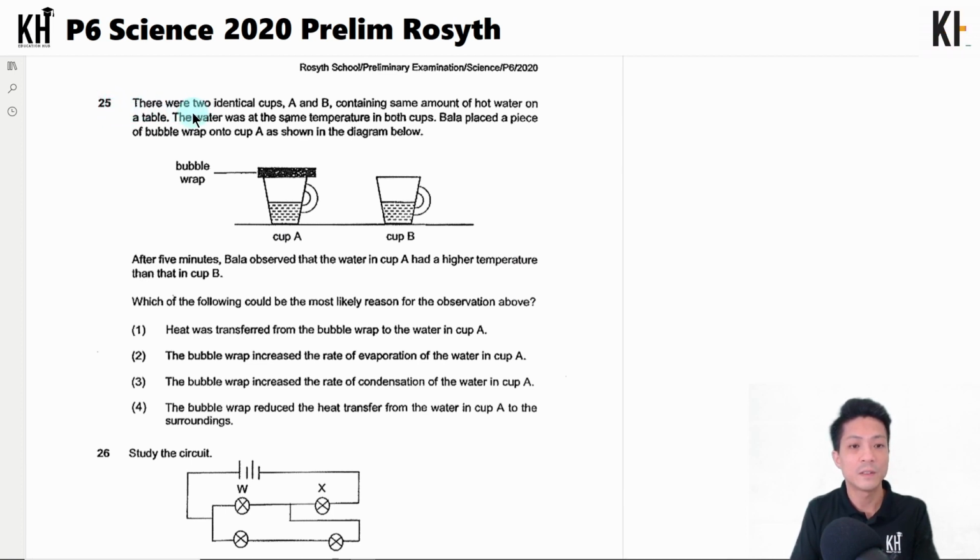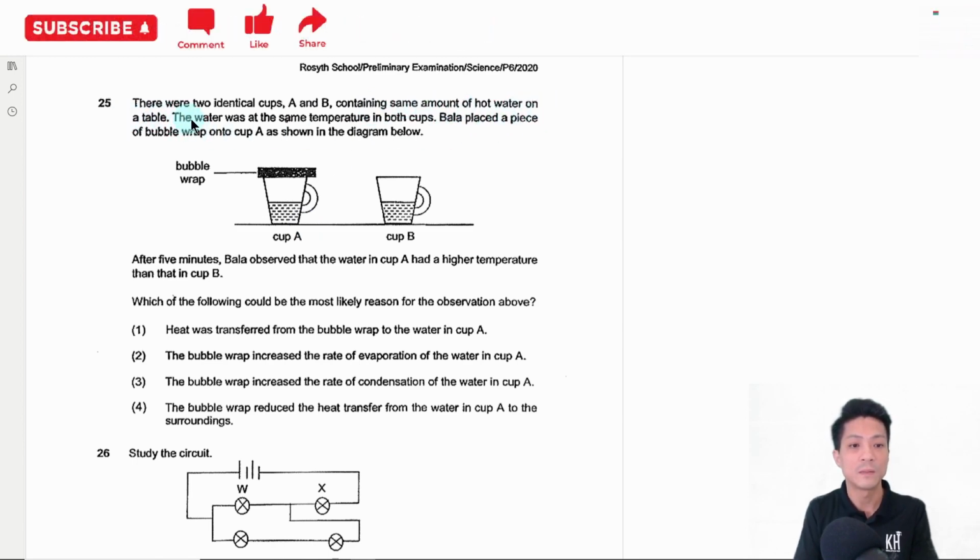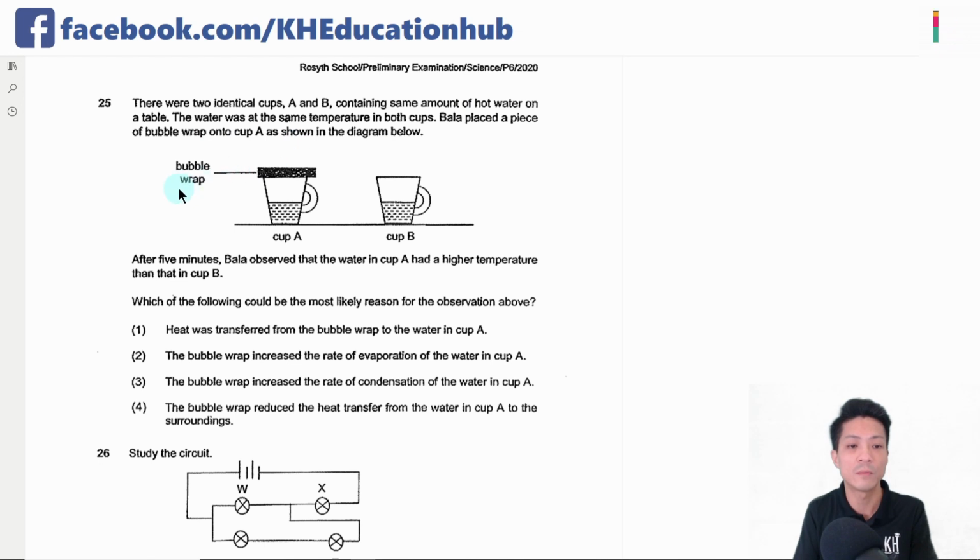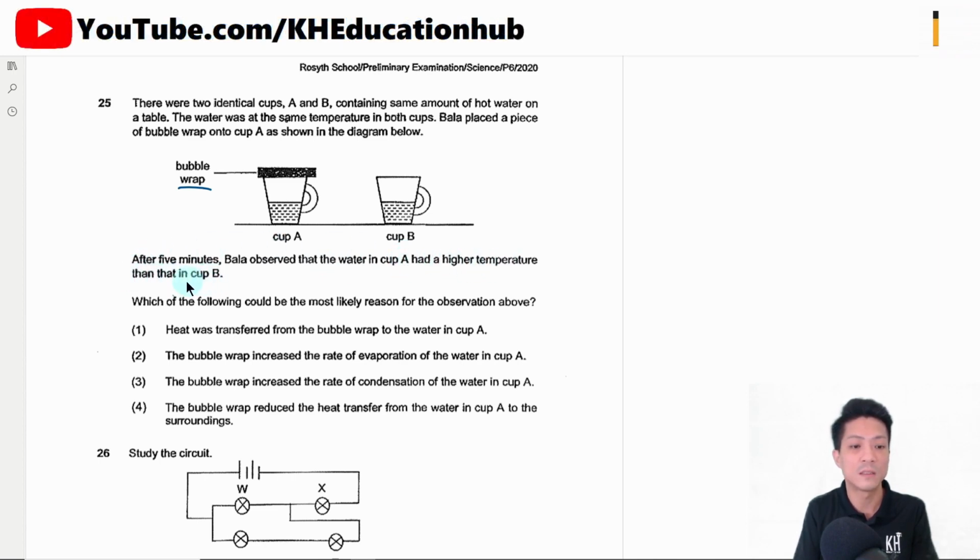Question 25. There were 2 identical cups A and B, containing the same amount of hot water on a table. The water was at the same temperature in both cups. Bala placed a piece of bubble wrap onto cup A as shown in the diagram. After 5 minutes, Bala observed that the water in cup A had a higher temperature than that in cup B. Which of the following could be the most likely reason for the observation above?